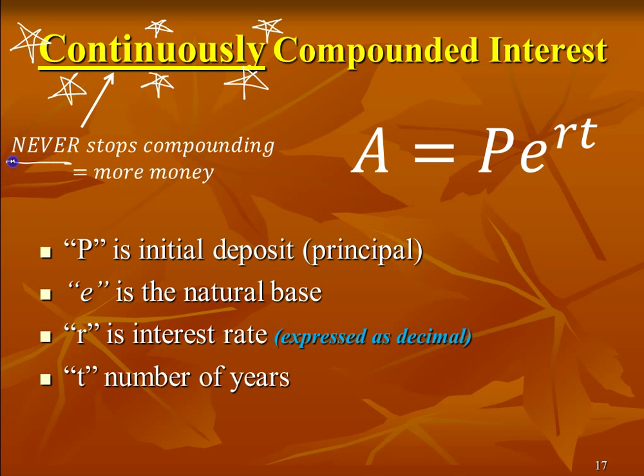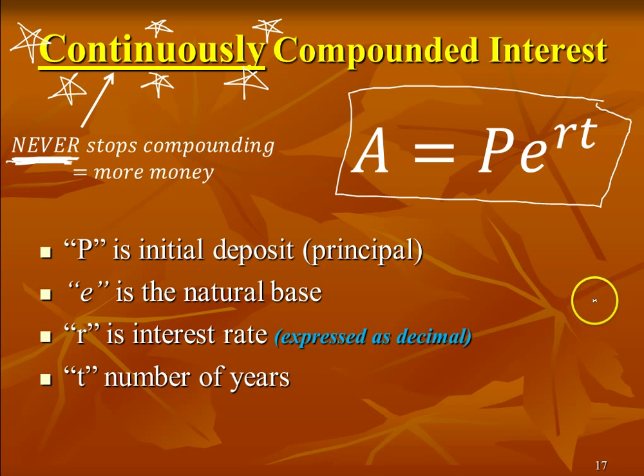It never stops. Okay, think about what we said at the very beginning. If it never stops compounding, you're getting more and more and more interest every time. So this is the maximum interest equation, continuously compounded. And if you see that word continuous, you have a new equation. A equals P e to the RT. Okay, so this is my PERT. I always call this my PERT equation. So if it's continuously compounded, it's our PERT. A equals P e to the RT.